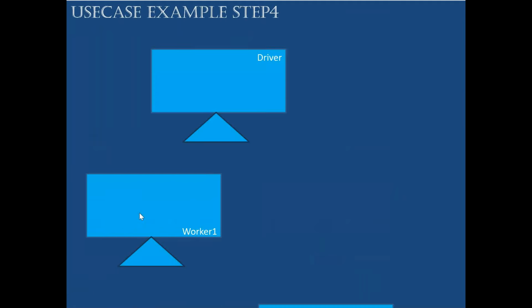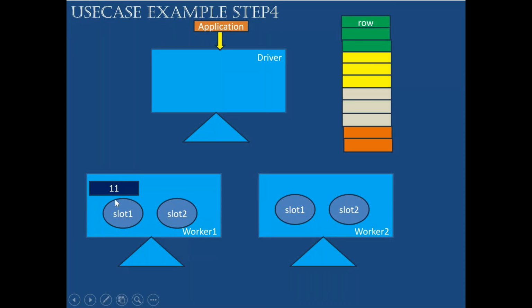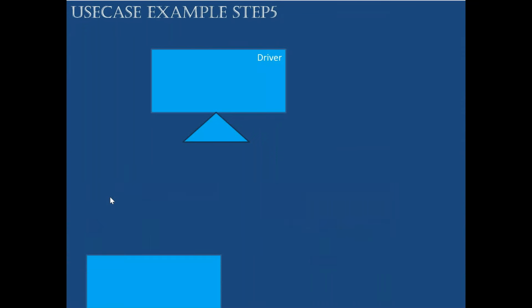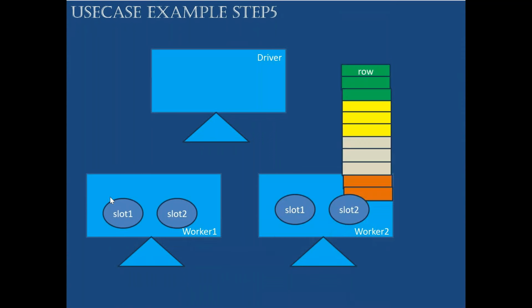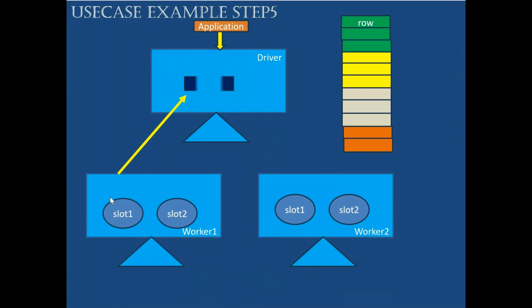Now step 4: this slot is going to give you the final summarized result, which is 11. If the driver asks, hey, can you send me this result because I want to display it to the end user, since the end user is asking for the count, it is going to return this result to the driver. Once it returns the result to the driver, the driver is going to display it to the end user.